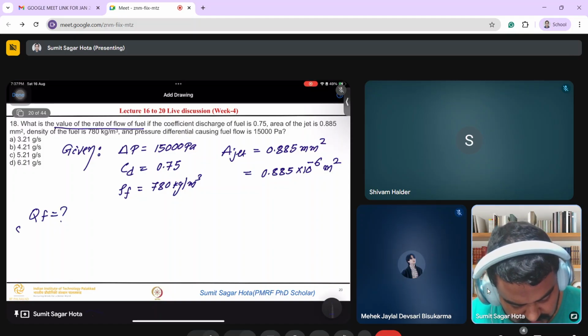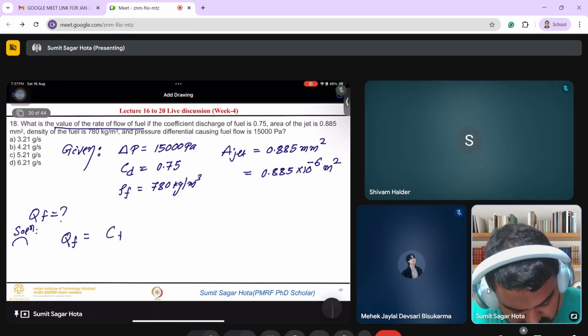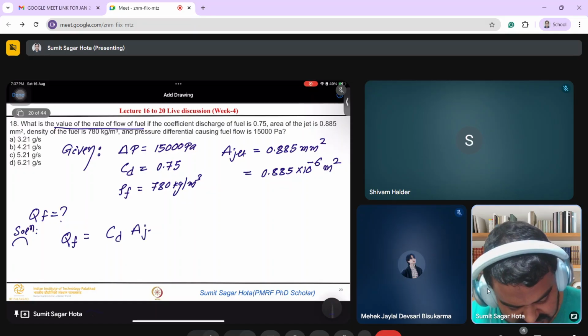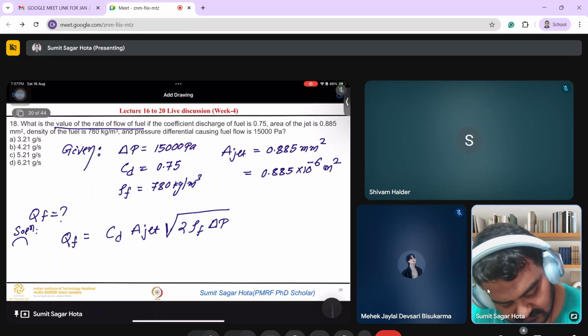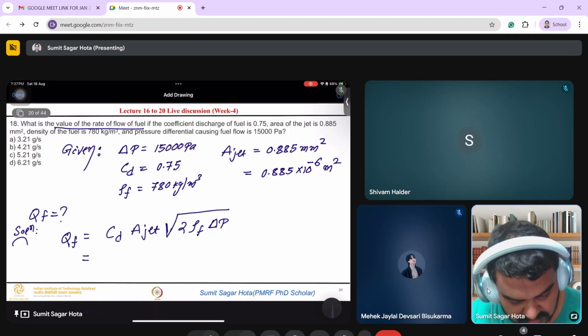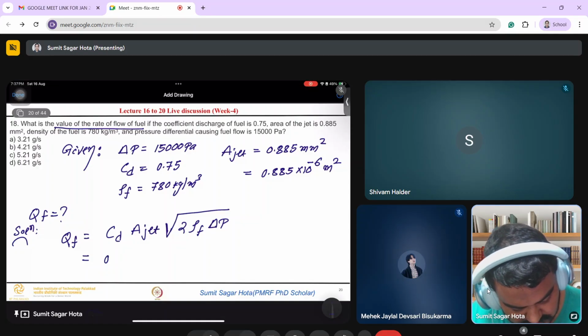So let's go to the solution. QF is equal to CD into area of the jet into square root of 2 into rho F into delta P. This is the formula of discharge. You should remember all these formulas. So just substitute all these values and get the answer.